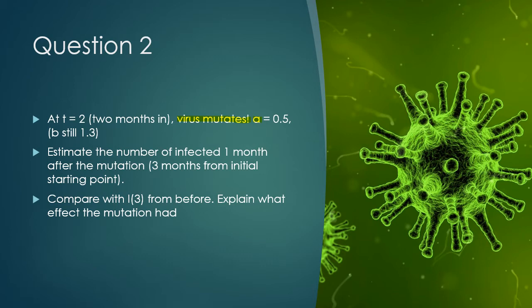and compare to what I of 3 is from the previous situation, because here we're starting from t equals 2, and in that situation we started at t equals 0. And so therefore we're comparing them both at 3 months after the initial start. So make sure you put in the right t values and you look at the right place. Then just compare it with I of 3 from before and explain what effect the mutation had.